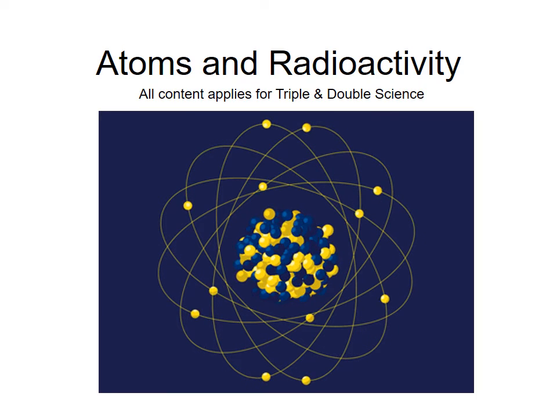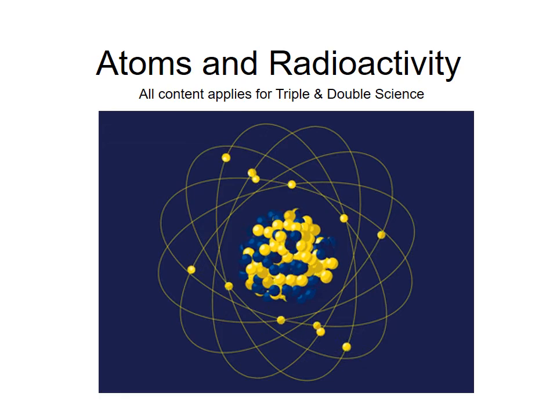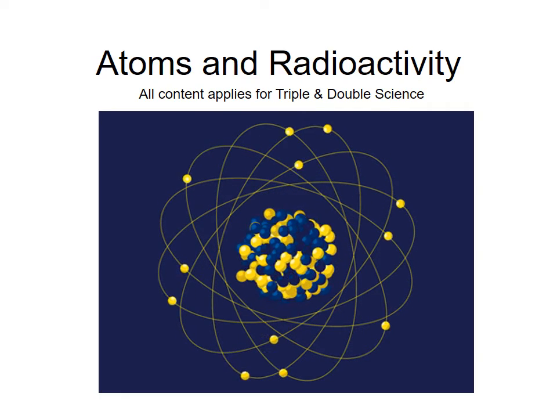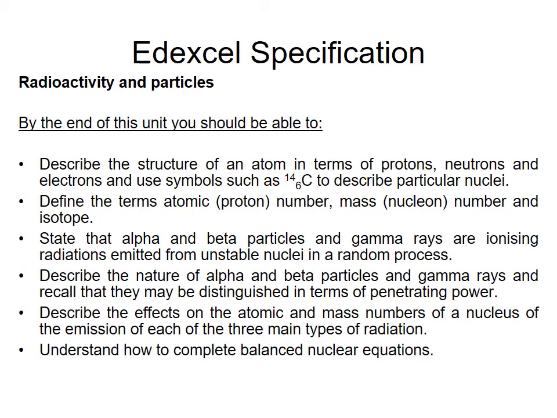So our next unit will be around atomic theory and radioactivity and radioactive decay and nuclear physics, basically. It's going to be broken down into 4 different subtopics. The first one we'll look at is radioactivity and particles. So these are the learning objectives.